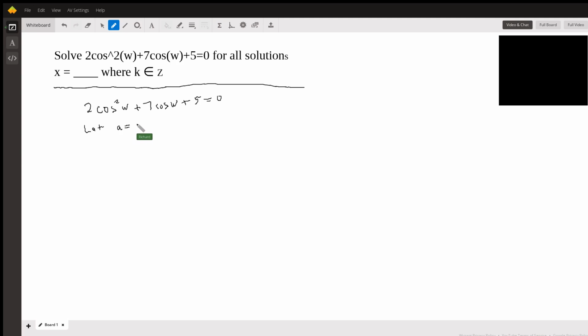So let's say A is the cosine of W. So this equation is just going to be 2A squared plus 7A plus 5 equals 0. And of course, the natural thing to do here is to factor. So I'm going to put a 1 here, 5 here, and I think that's going to do it. 5 times 1 is 5, and 5 plus 2 is 7, so that looks good.